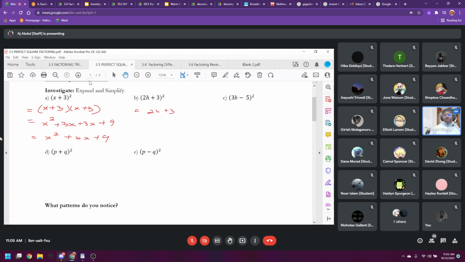If I expand this, it's going to be 4h squared, plus 6h plus 6h plus 9. And that's going to be 4h squared plus 12h plus 9. So those are for the positives.